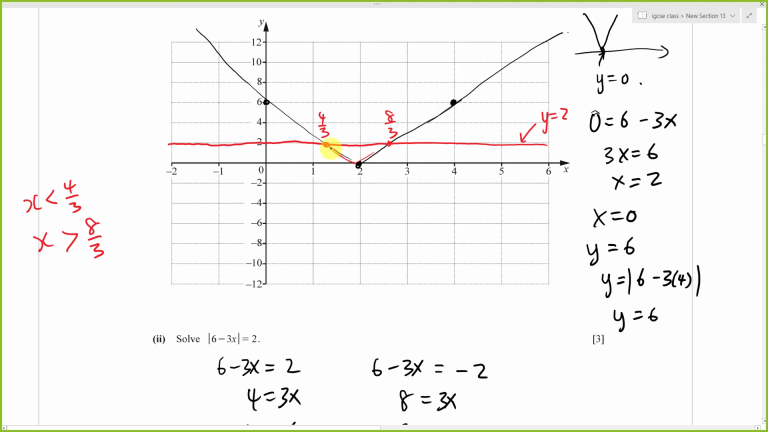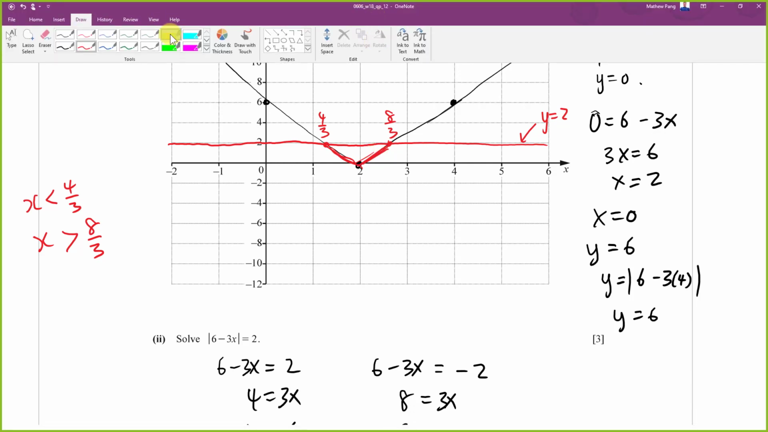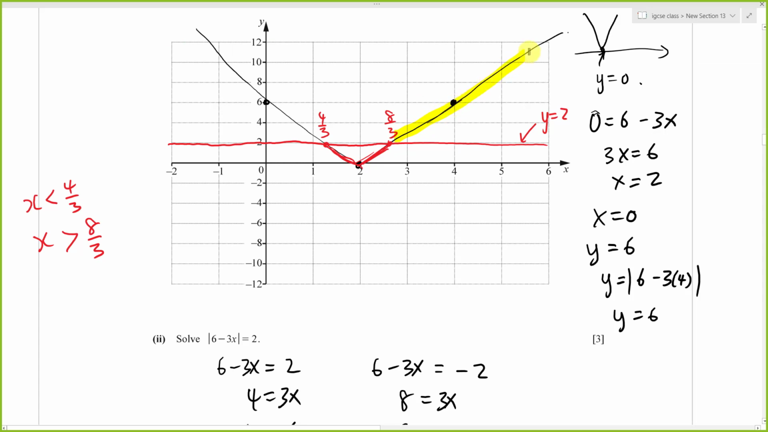Because for this part, this small V here is below the line y equals 2. Only, maybe I use another color, I use a highlighter. Only this line here, do you see y equals 2? This black line here is above y equals 2. When I say above, I focus on the y value. It's above. Okay, you should be able to see it, right?